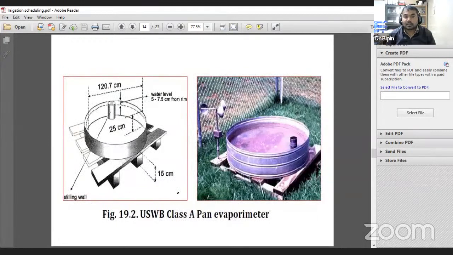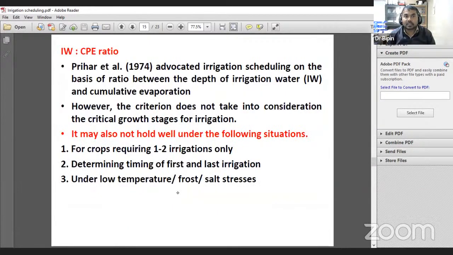And this is the USWB class A pan evaporimeter, which we already discussed last time. The irrigation water to cumulative pan evaporation (IW/CPE) ratio is also one of the approaches. Suppose you know the irrigation water requirement and you calculated the crop potential evapotranspiration for that particular time, then by the ratio you can judge that this is the right time to irrigate our field.